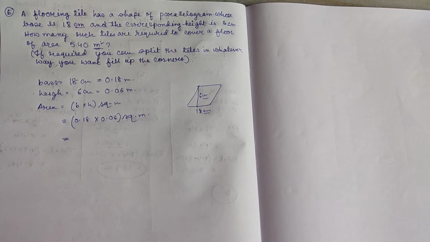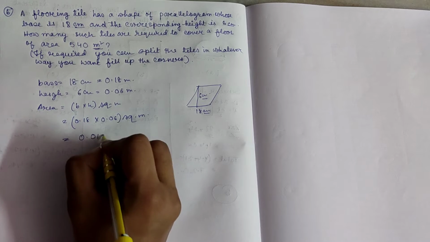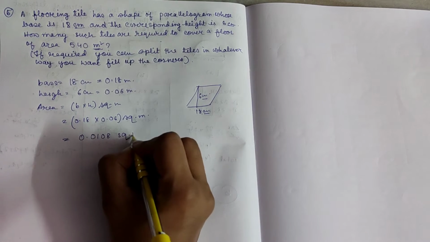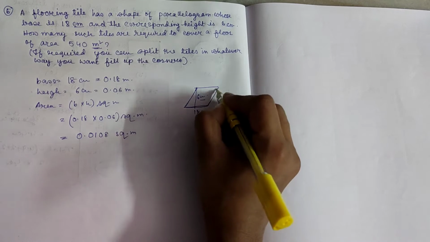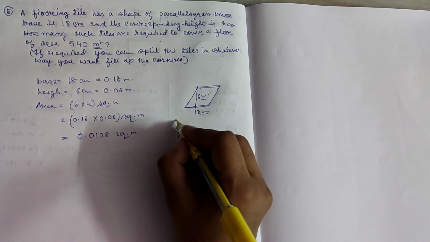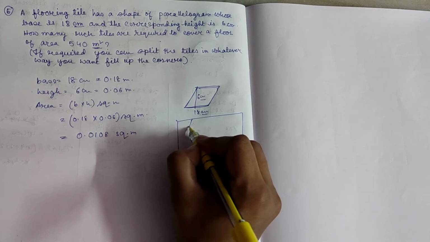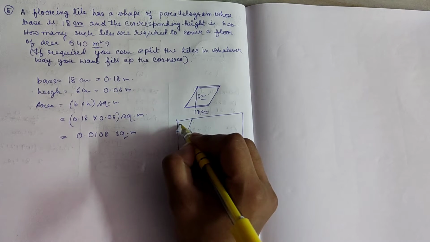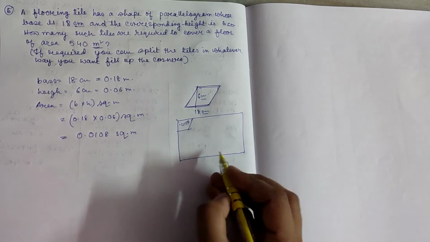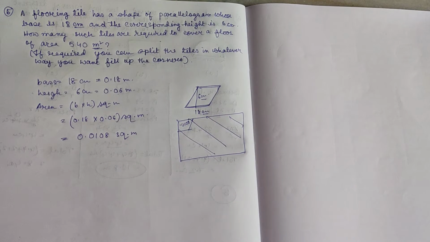0.18 into 0.06. We know that it will become 0.0108 square meter. Each tile's area is 0.0108. There is a huge, large area. If each tile measures 0.0108, to cover this whole area, how many tiles are required?